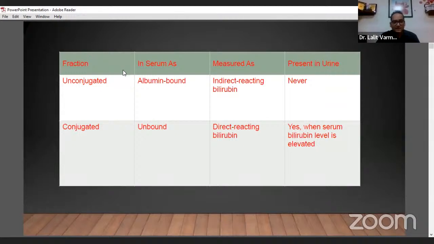So, of course, we did this. Unconjugated is albumin bound, so it is never present in the urine. Conjugated is direct reacting bilirubin. It will be seen in urine. Okay, things are clear, right?